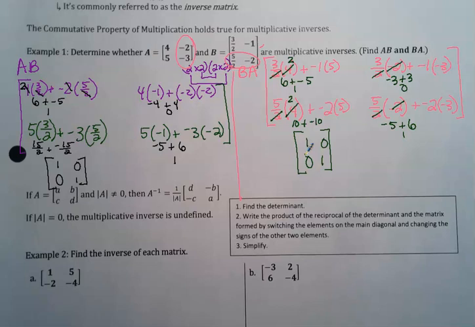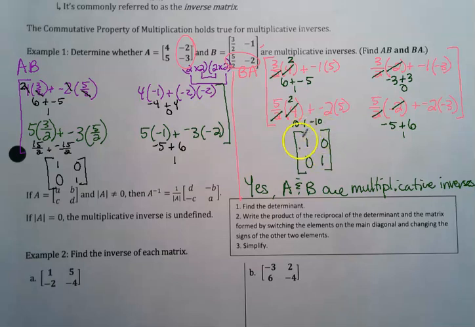So, yes, okay. So we'd say yes, A and B are multiplicative inverses, because both A times B and B times A equal the identity, right? So we could say inverses because A times B equals B times A equals the identity matrix. So they are multiplicative inverses of each other.